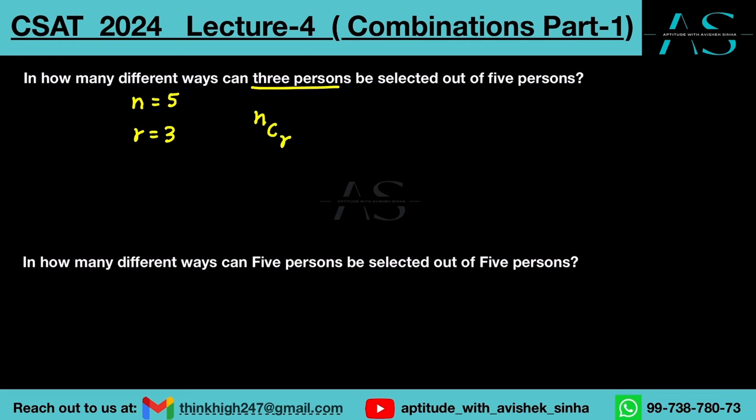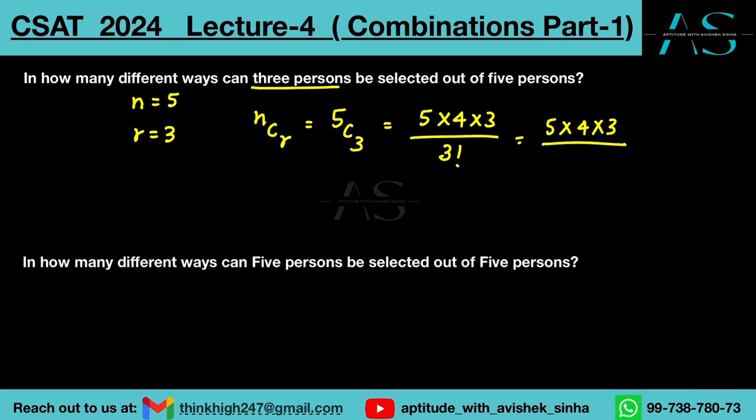NCR, which is 5C3. How do we break 5C3? 5 into 4 into 3 upon 3 factorial. This is 5 into 4 into 3. 3 factorial is 3 into 2, which is 6. Let's simplify. So this is 10 ways.